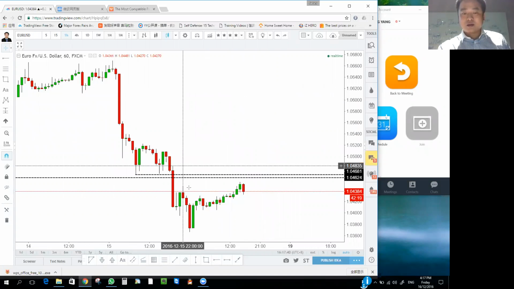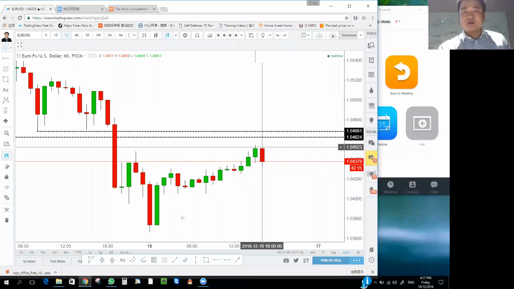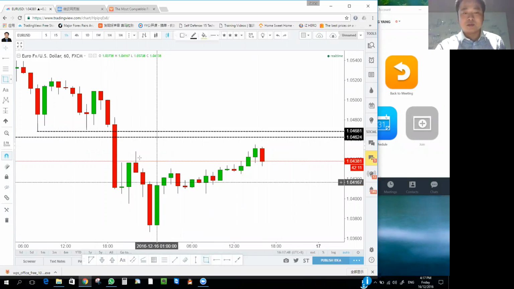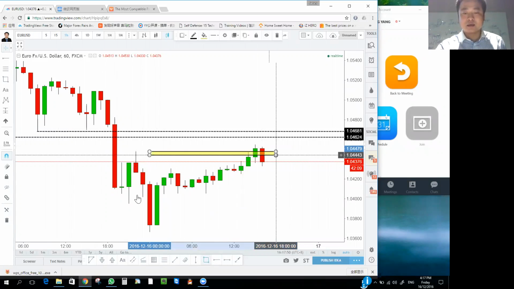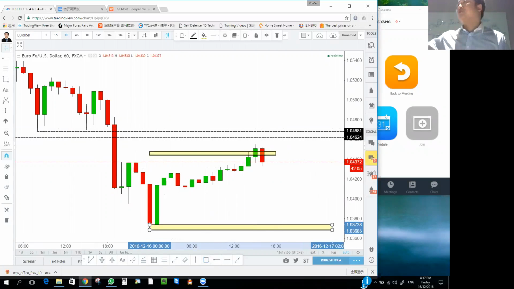Okay, 1 hour chart. What is the trend now? Yeah, looks like it's sideways, right? Because we have almost the equal highs, and the lows didn't really come down to have a new low. So as long as the euro didn't break 1.0380, you cannot say the bearish trend continues. It's just sideways. So in a sideways market, you can buy low and sell high.